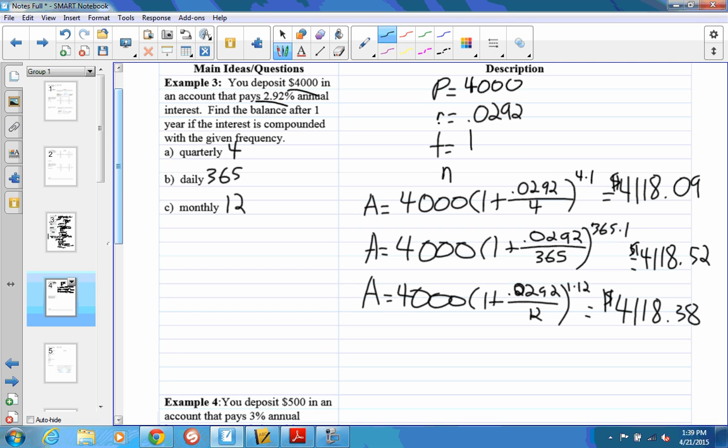Most bank accounts will compound daily, if not continuously. Continuously is your best bet. We'll deal with that tomorrow. But the more you compound interest, the better it is for you.